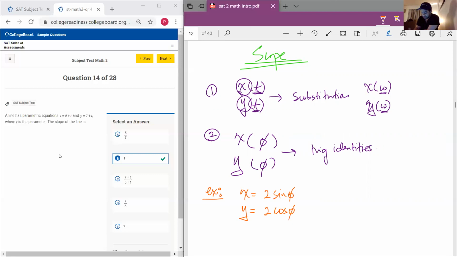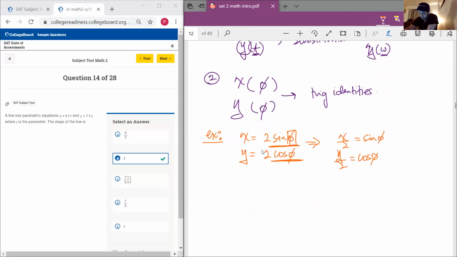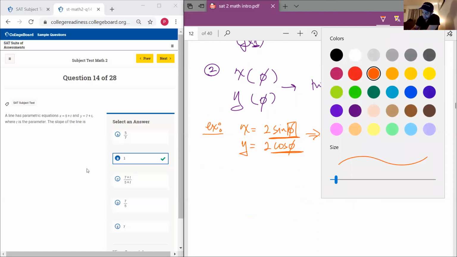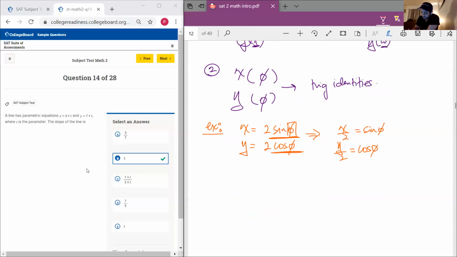And you have to find the relationship between x and y. Do not divide by 2 and take the inverse sine and isolate this guy here. Rather, keep it as sine and cosine and use the identity. So x over 2 is sine theta, y over 2 is cosine theta, and then we can use the identity sine squared theta plus cosine squared theta is equal to 1.